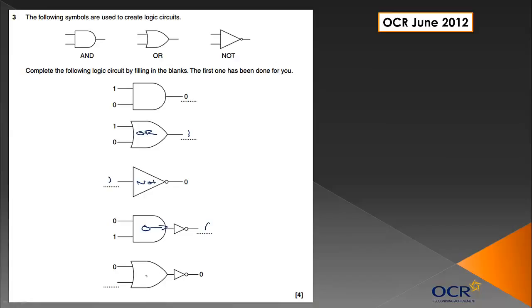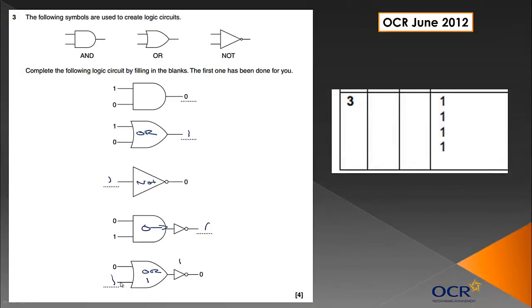Here we've got to work backwards again. We have an OR gate and a NOT gate. So work backwards from 0, inverse of 0 is 1, and so if this is 1, either of these 2 inputs has to be 1 for it to equal 1, and we've got a 0 already, so this must be 1, and the mark scheme goes along with this.